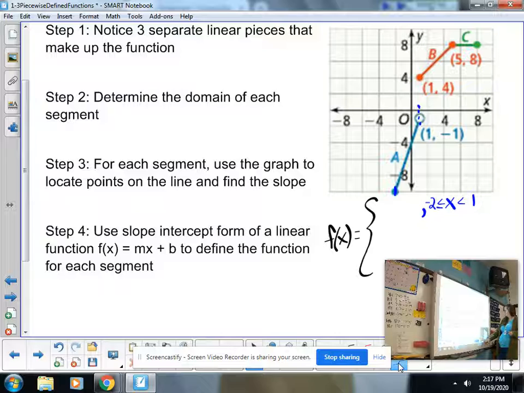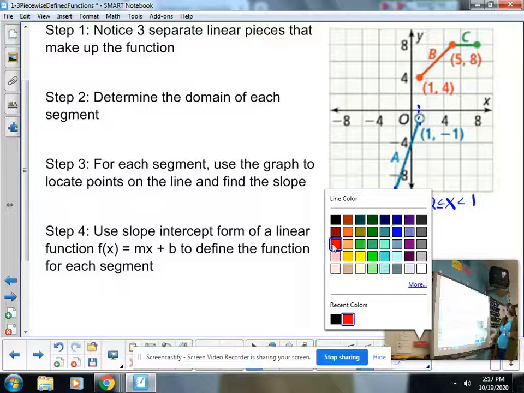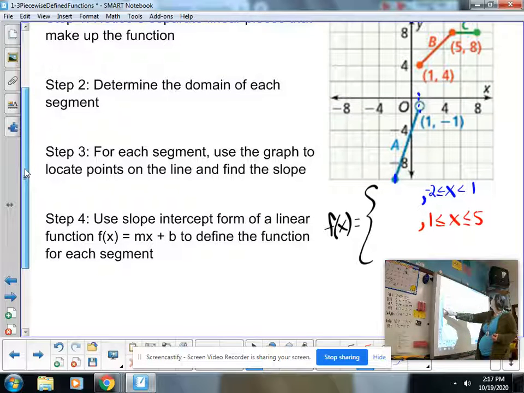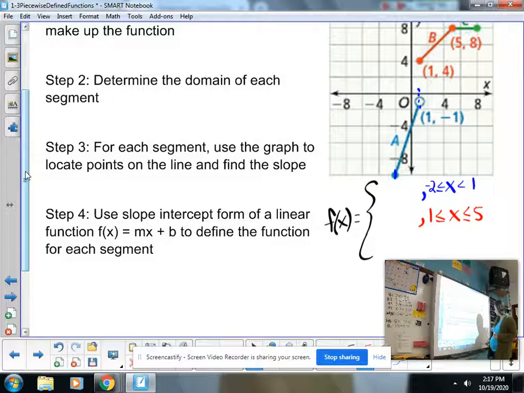The next piece is B. Piece B starts at an x value of 1 and ends at an x value of 5. And both of those are closed dots. So they are both going to have lines underneath the inequality. A bit more space here for the last one.